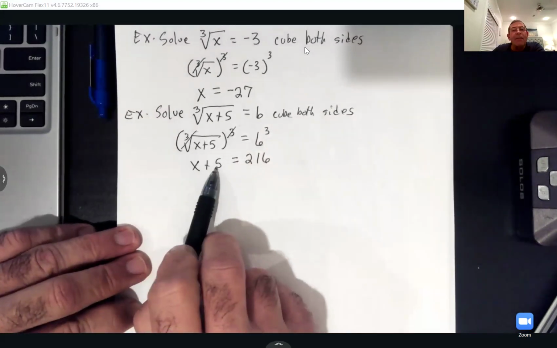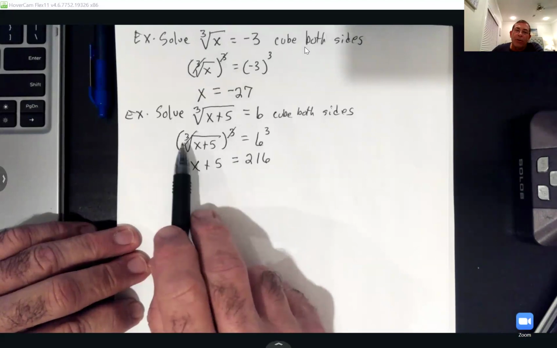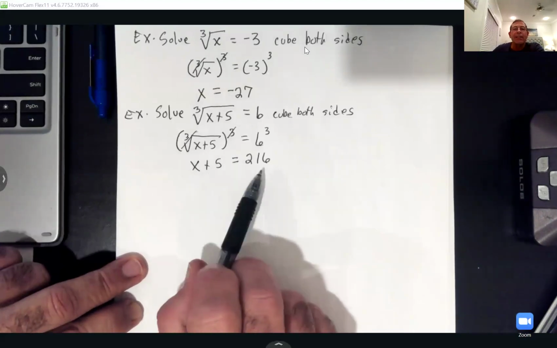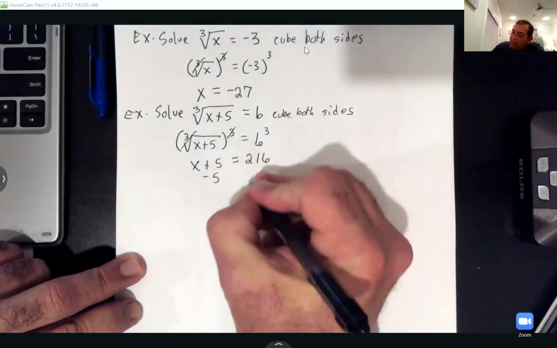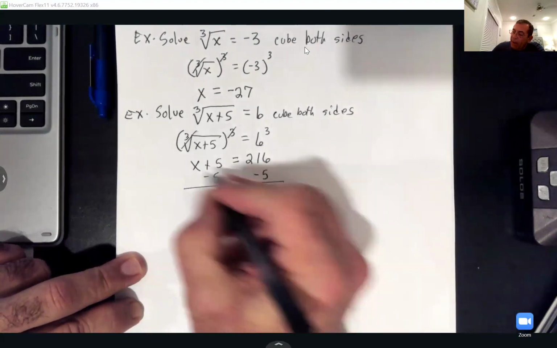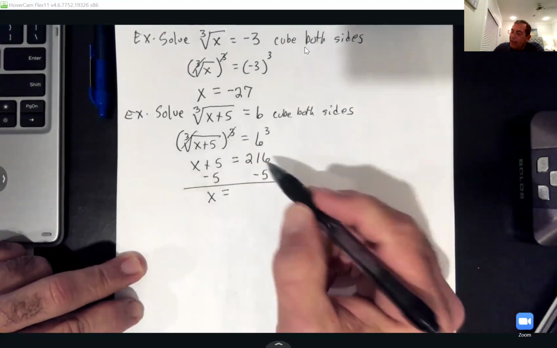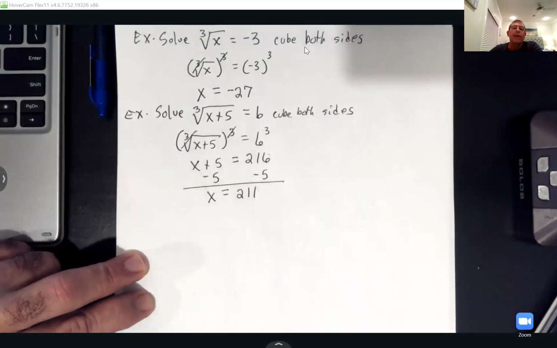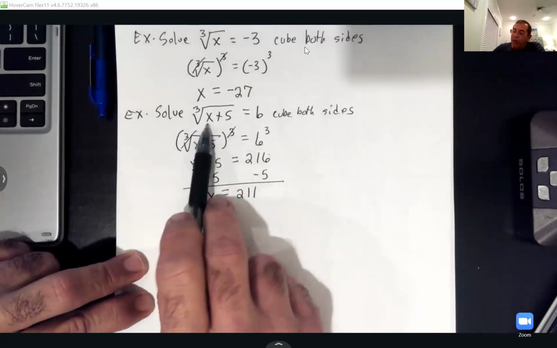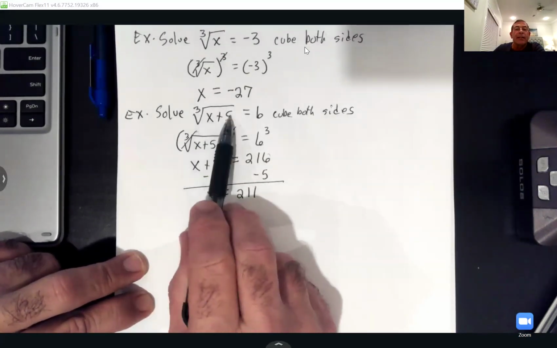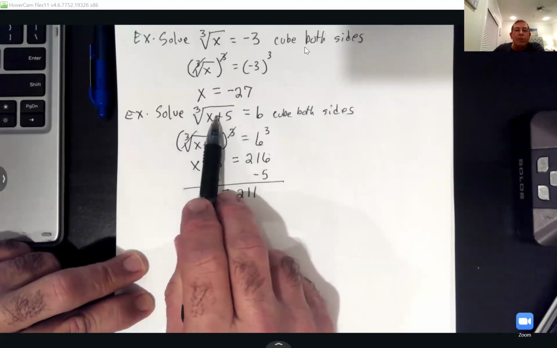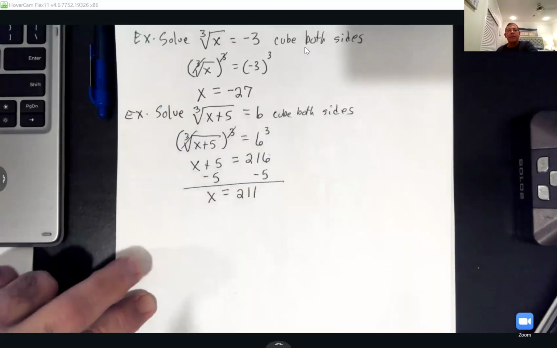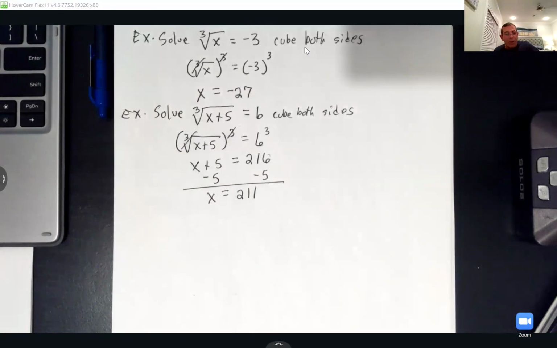Now, since this 5 is now outside of this radical and the radical is gone, now I can actually subtract it from both sides. That's going to give me my x. And let's see, 216 minus 5 leaves us 211. So if you put 211 in there, you get 216. Cube root of 216 equals 6. So y'all, they check out when you plug them in, okay? So that is the support.